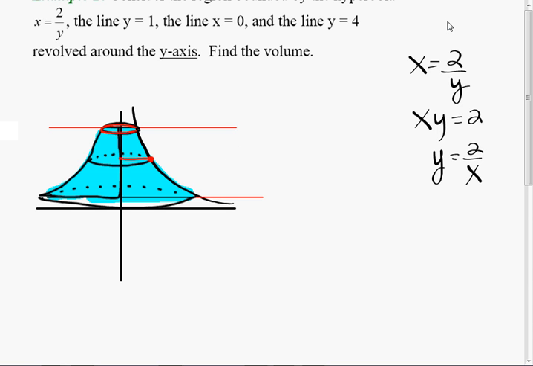It's x. Okay, do you guys get that? Jacob? Yeah, I get it. What's the radius equal to? X. No, just x.